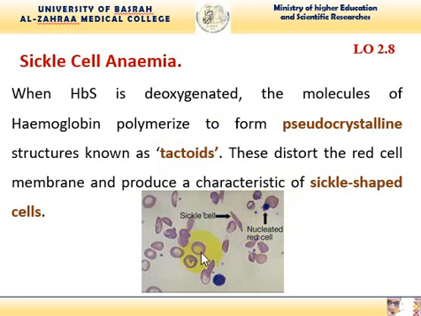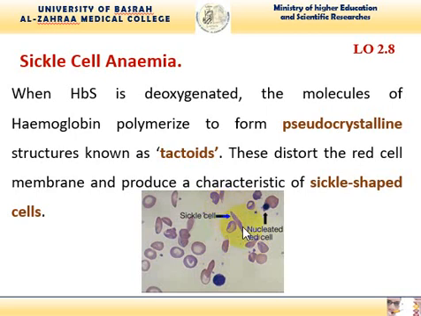So this is a normal RBC. When the hemoglobin becomes deoxygenated, the hemoglobin in these RBCs polymerizes, forming pseudocrystalline bodies known as tactoids, and these tactoids damage the membrane of the red blood cells, forming the characteristic sickle-shaped cells.